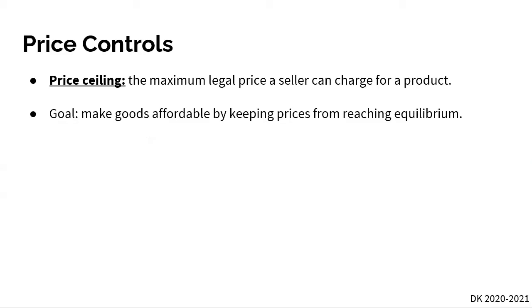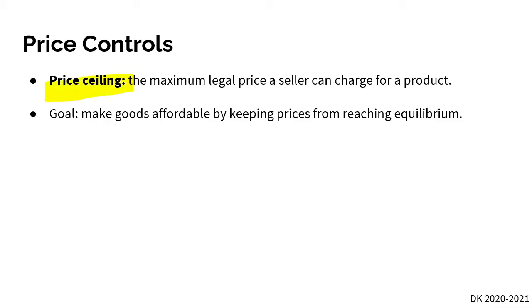Alright, so this is the first video of two for the effects of government intervention, as you guys know from the intro. And so more specifically, we're going to go over price controls and efficiency. So with price controls, there are really two different types. There's going to be a price ceiling and a price floor.